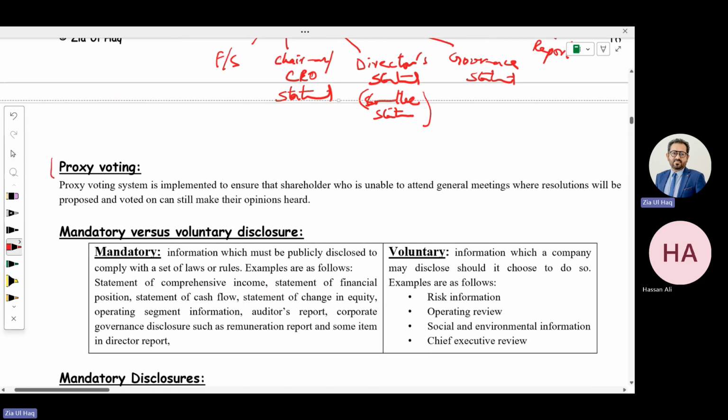What is proxy voting? What is proxy attendance? In a class, marking attendance of your classmate in his absence is called proxy attendance. In a similar manner, if any shareholder is not attending the meeting, he can ask any other person to vote instead of him.